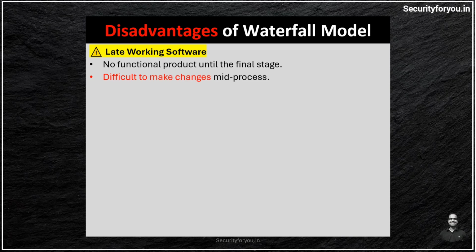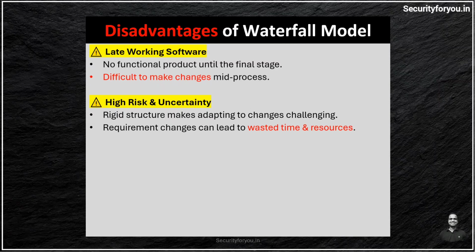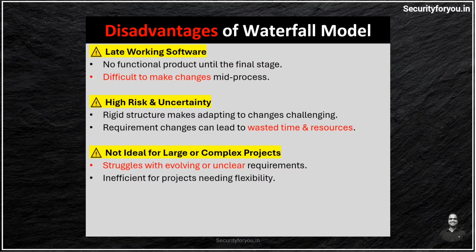The waterfall model doesn't handle changes well. If the requirements change midway through the project, you might end up wasting time and resources. The process is rigid and doesn't allow for adjustments once you are in the later stages. For projects with complex or evolving requirements, the waterfall model can be inefficient and problematic. It doesn't handle uncertainty very well, which can lead to big issues down the road, right?